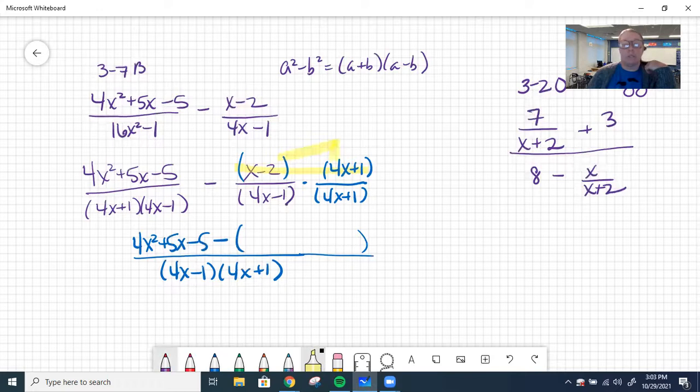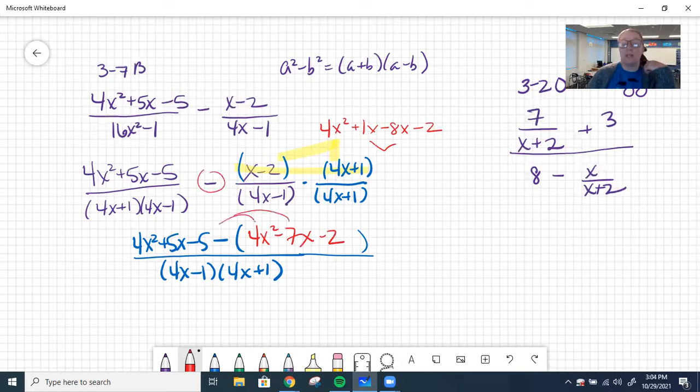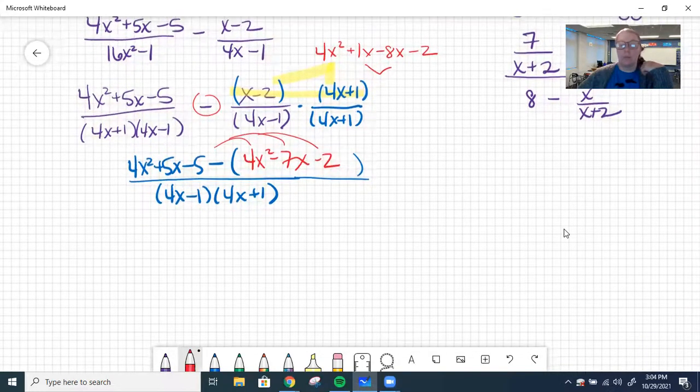So if we were to multiply this out, like make a box or just double distribute, x times 4x is 4x squared, x times 1 is 1x, -2 times 4x is -8x, -2 times 1 is -2. This would be 4x squared minus 7x minus 2. Or if you want to make the box, go ahead and make the box. What's important here is that you put it in parentheses because you have to subtract everything. And if you don't put it in parentheses, you're not going to remember to do that. You'll just subtract the 4x squared and not everything else.